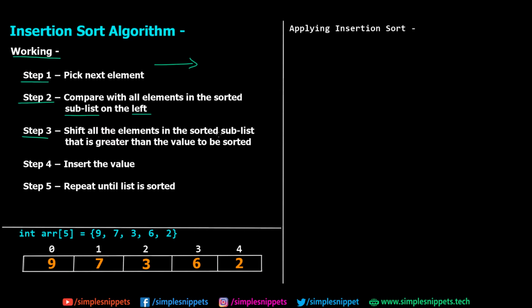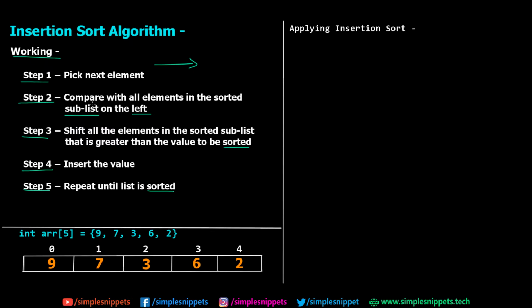Step number 3: shift all the elements in the sorted sublist that are greater than the value to be sorted. Now this is when you are sorting in ascending order. So you have to shift all the elements which are on the left of the element that you picked and which are greater than this element. Then step number 4 is insert the value that you picked at the particular location, and you repeat it until the list is sorted.